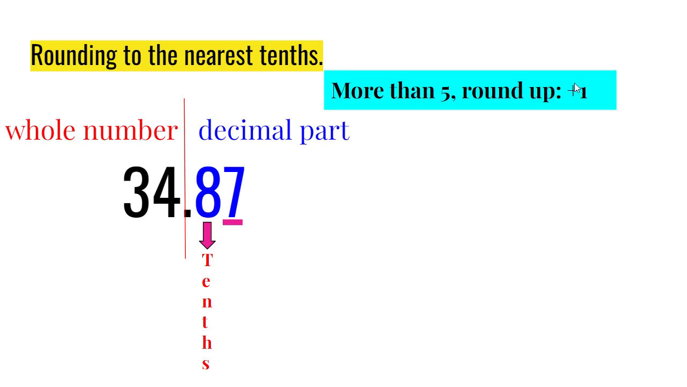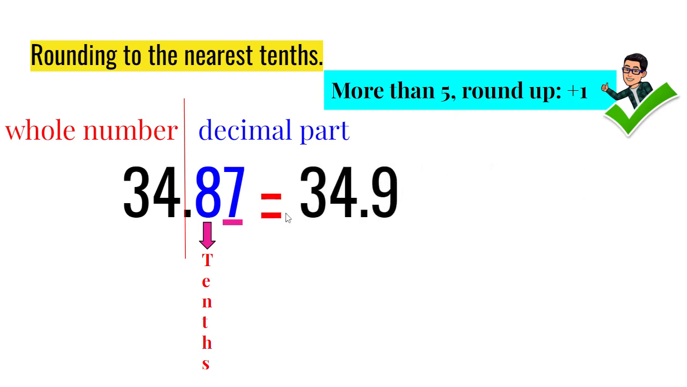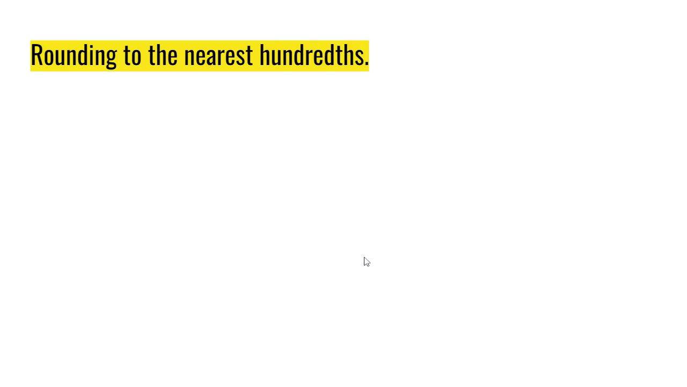So remember the rule says more than 5 round up plus 1. It means that the new rounded number will be 34.9. Okay? The number 8 is rounded to 9. Why? Because the neighbor is 7, which is more than 5. Let's see the last example.